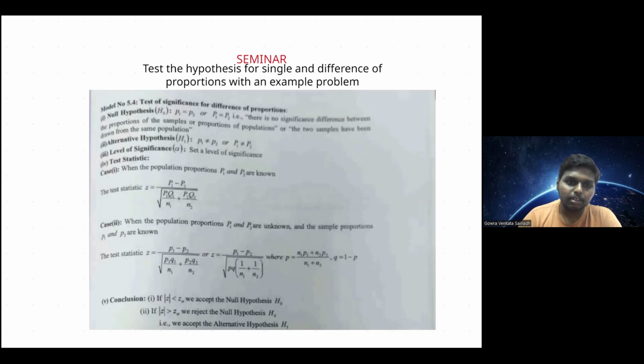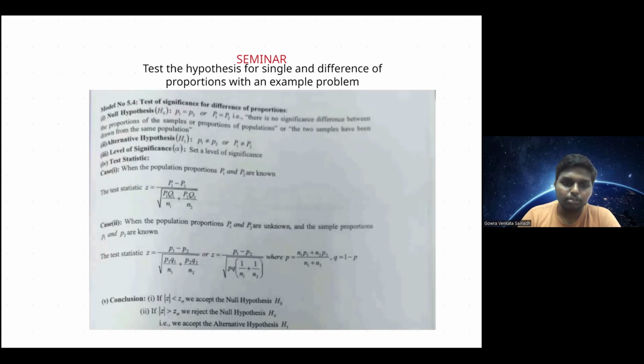And test statistic, here we have a formula. When the population proportions are known, so we know P1 and P2, we go with the formula Z equal to P1 minus P2 by square root of P1 Q1 by N1 plus P2 Q2 by N2. If P1 and P2 are unknown, we do not know the population proportions, but we know the sample proportions, small p1 and small p2, then we go with the below formula: Z is equal to small p1 minus small p2 by square root of p1 q1 by n1 plus p2 q2 by n2. And the alternate formula is given.